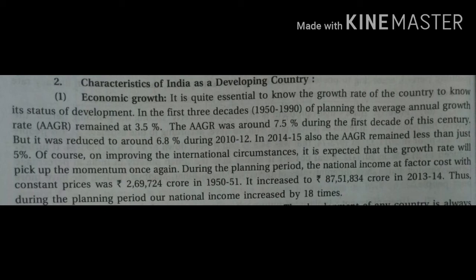In 1950-51, the net national product NNP, that is at a constant price level, was 2,69,724 crores. It increased to 87,51,834 crores in the year 2013-14. Thus, in a period of 63 years, the NNP, that is the net national product, has grown by 18 times.